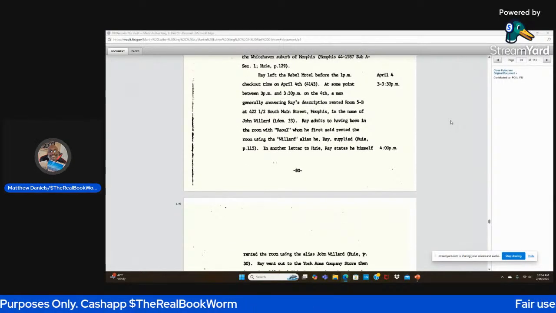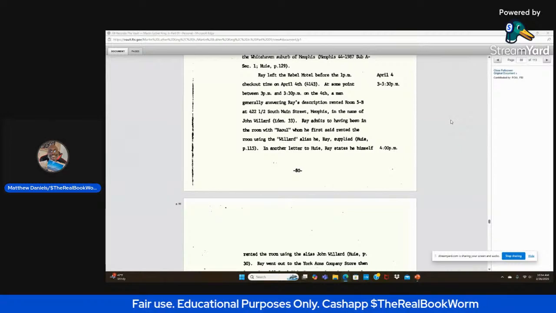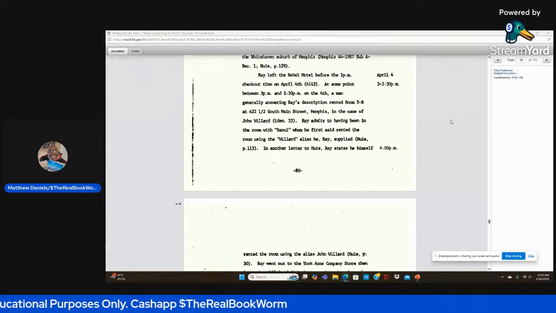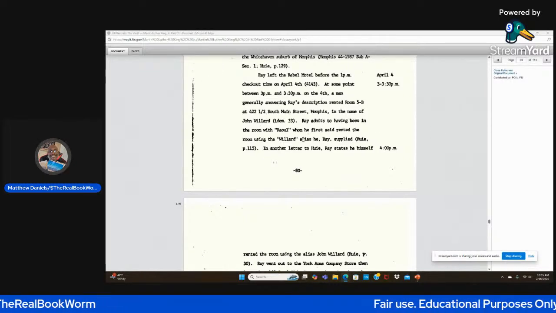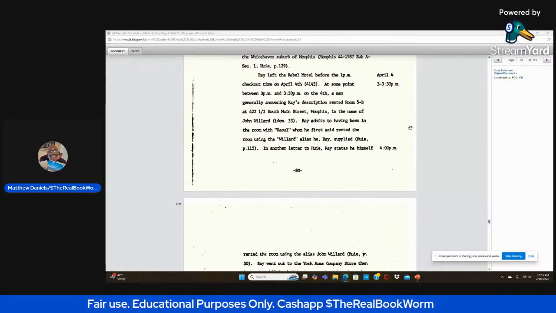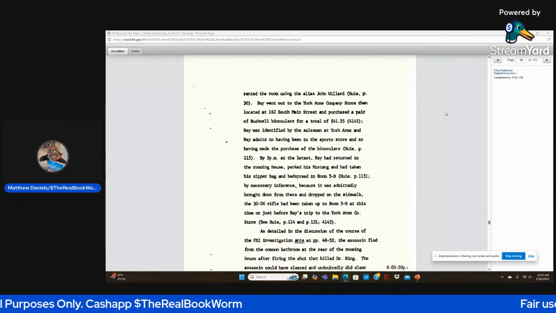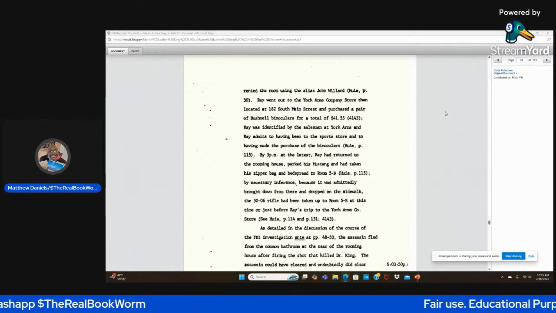Ray admits to having been in the room with Raul, whom he first said rented the room using the Willard alias he, Ray, supplied. So James Earl Ray said Raul rented the room under the name of John Willard for him, Manchurian Candidate. In another letter to Huey, Ray states he himself rented the room using the alias John Willard.